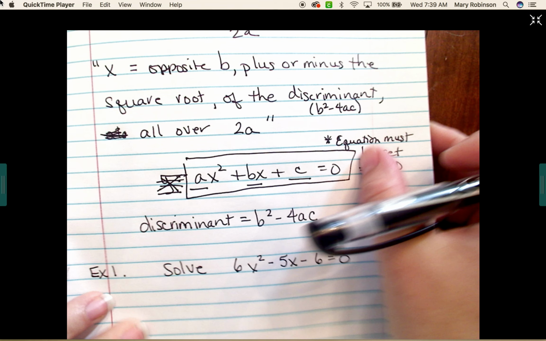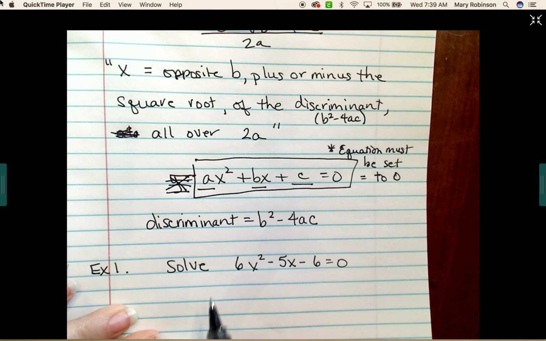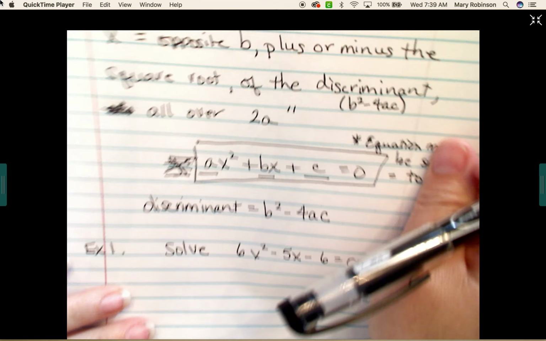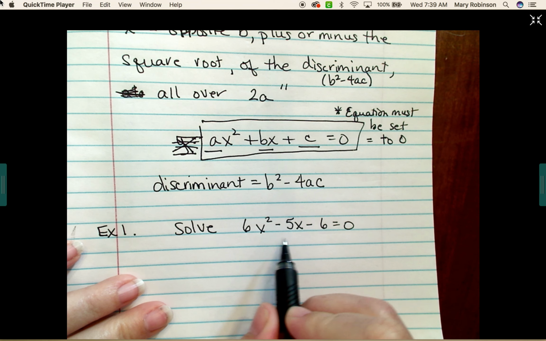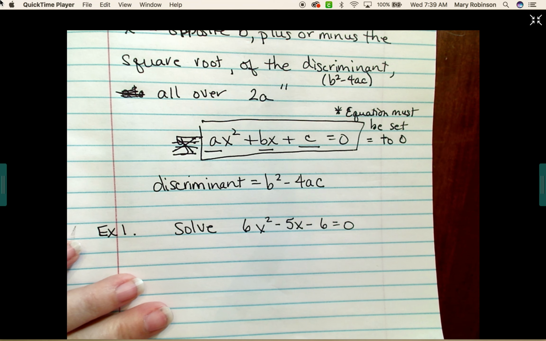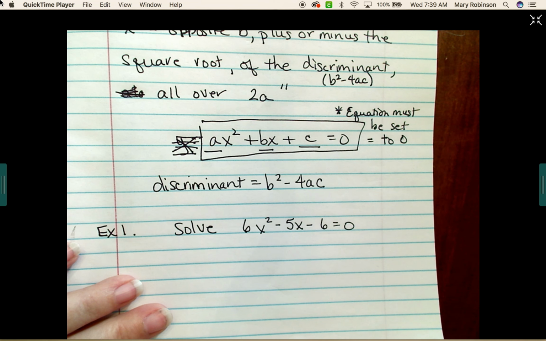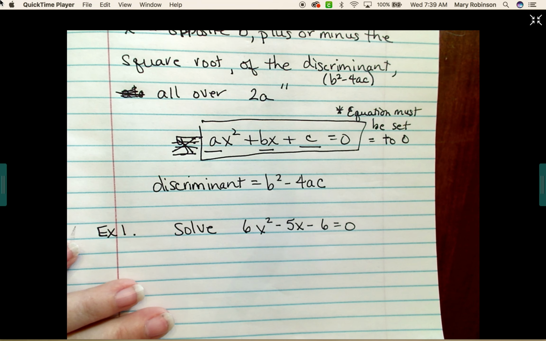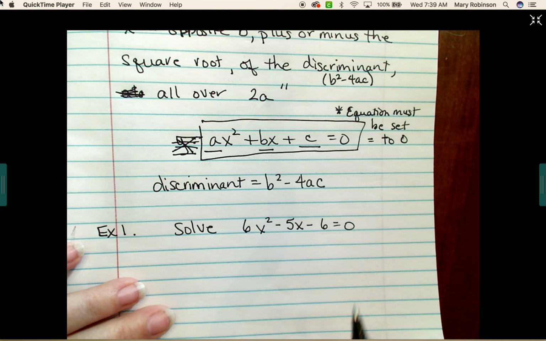So I'm going to go ahead and work through this first example with you. I'm giving you the equation 6x squared minus 5x minus 6 equals 0. And again, this is just practice, and just to reiterate, you should take notes on this. So let's go ahead and get started.